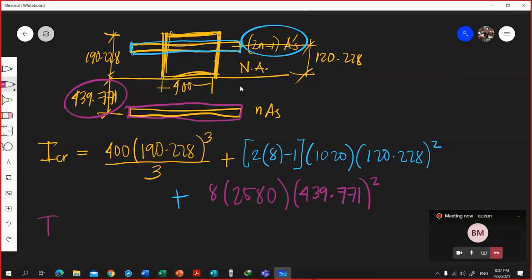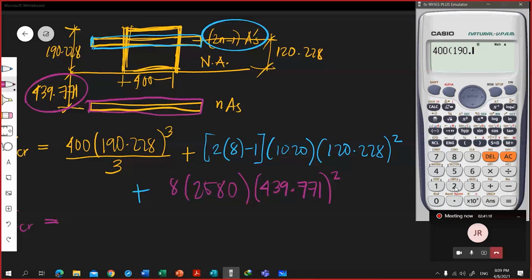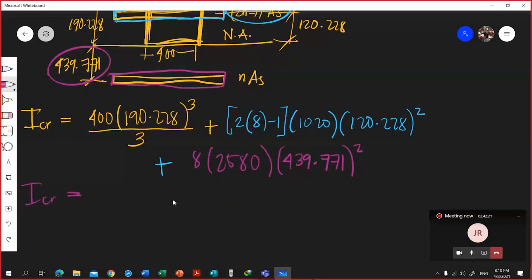So what's the value for ICR? ICR is 5130733327. Let me store that value to letter B. This is in mm raised to 4.